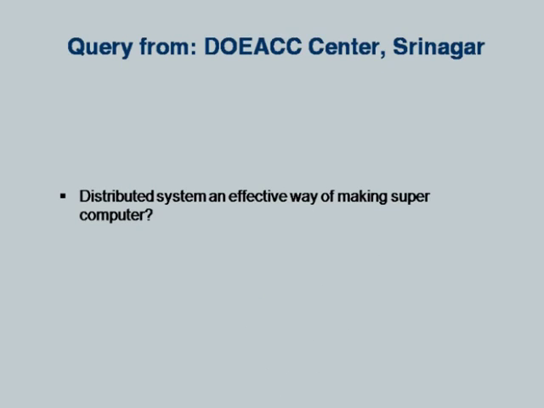Now, next one, DOE Act Srinagar, is the distributed system an effective way of making a supercomputer? Yes. In fact, there was an era when supercomputers were made with special chips which could run much faster than your regular CPU chips. They used special technology, gallium arsenide, they had cryo cooling, you had Cray computers which had chips which would run so hot that they needed a special kind of refrigerator with freon flowing through tubes into the CPU and whatnot. They were very successful in that era.